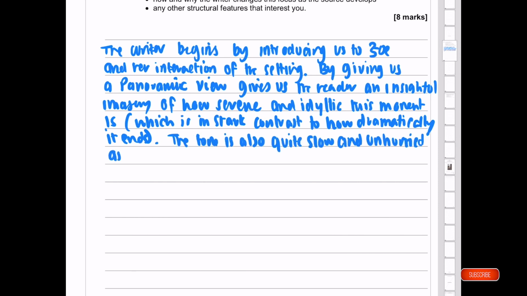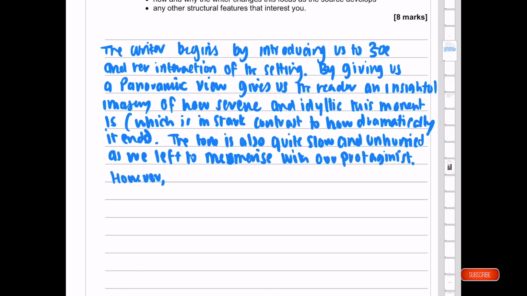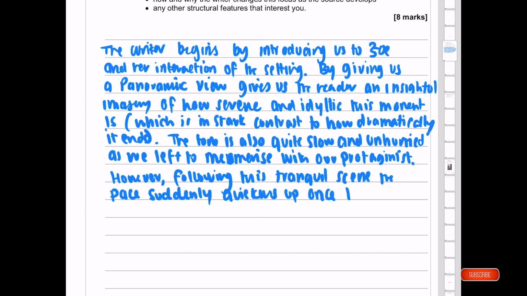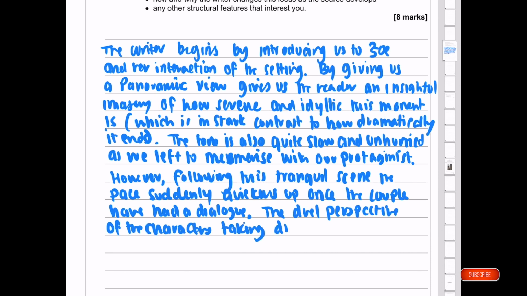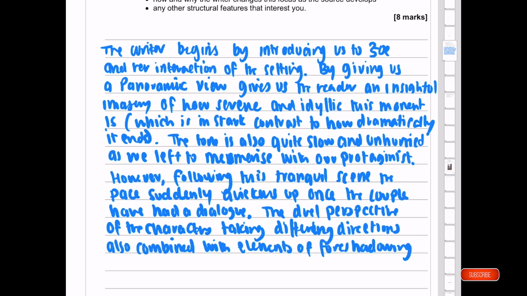However, following this tranquil scene, the pace suddenly quickens up once the couple have had a dialogue. The dual perspective of the characters taking different directions, also combined with elements of foreshadowing, whispers of skis displaced by a rumble, begins to intrigue the reader. The juxtaposition depicts this turning point that is about to emerge in this story.